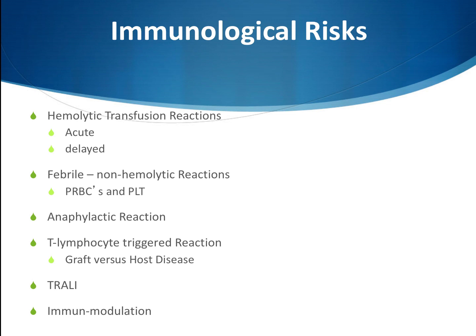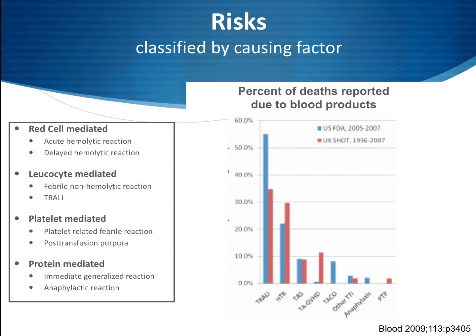Now let's move towards the common immunological risks. There's hemolytic transfusion reactions, acute versus delayed, and we'll talk about this a little bit later on. Febrile non-hemolytic reactions, anaphylactic, T-cell based reactions, and TRALI. We will talk more in detail about the hemolytic transfusion reactions, febrile reactions, and TRALI later on. But let's first go through how much do we have to worry about this?